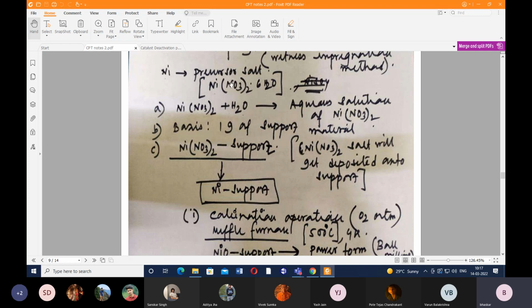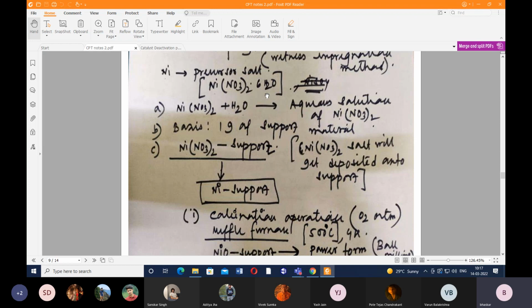For that, you will have to understand what type of precursor salt you will be using. Since we are going to incorporate nickel on a suitable support, we are supposed to use a nickel precursor. So what could be our different nickel precursors? It could be nickel nitrate, nickel sulfate, nickel carbonate, or nickel acetate.